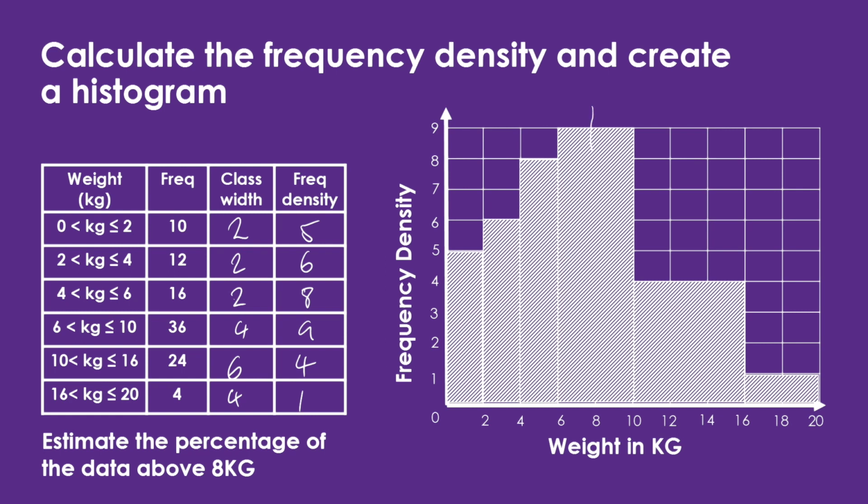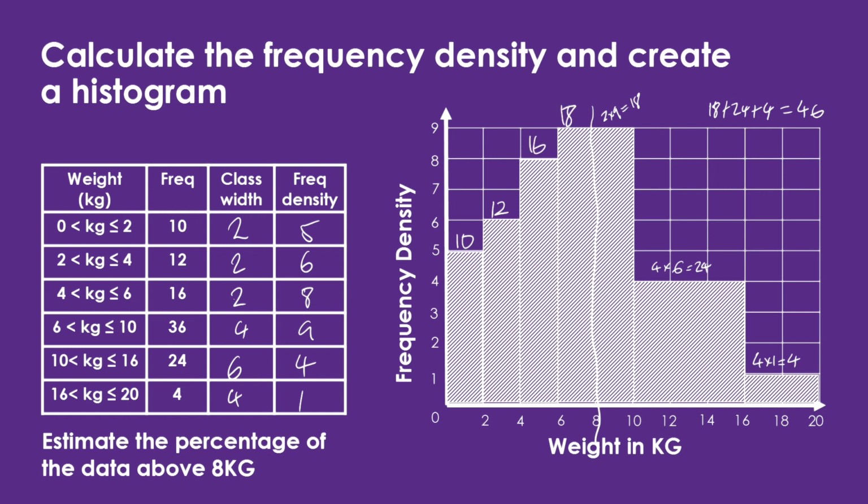Firstly, we can see we can split the category in half, that is from 6 to 10 kilograms. This means that we can estimate there's going to be 2 times 9, which will be equal 18 pieces of data, above 8 kilograms in this bar. We can then add this to the 4 by 6 in the next category, which equals 24, and 4 by 1 in the last category to equal 4. This gets us a total above 8 kilograms of 46 pieces of data.